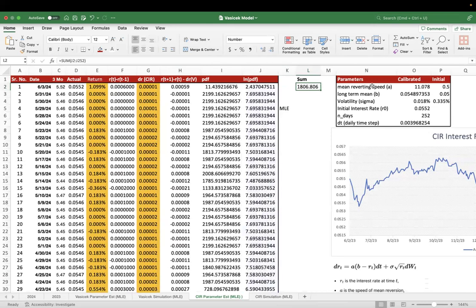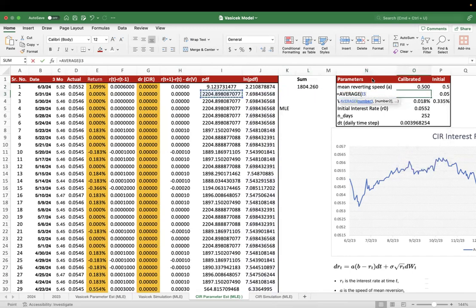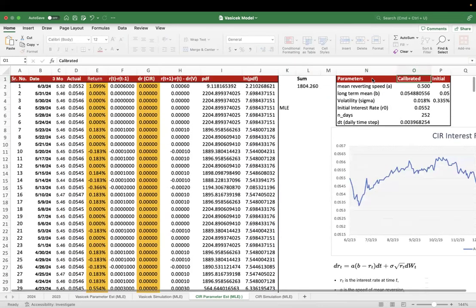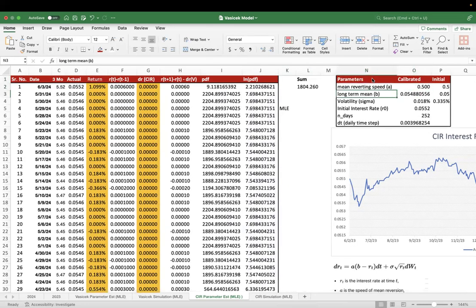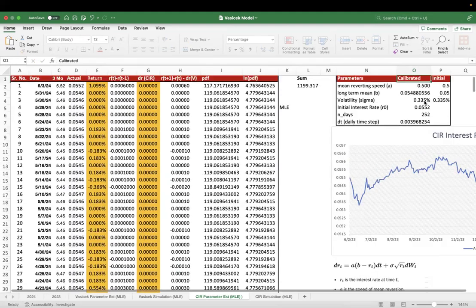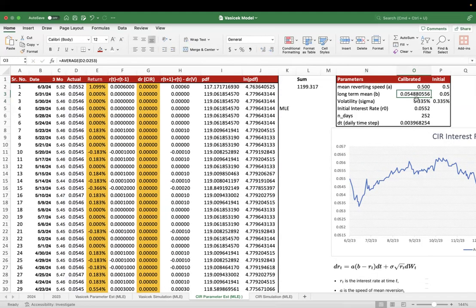Now, how will you maximize this value? Because these values can change, right? Let's take the average to be this. A is the speed, and B is the long-term mean, so I have taken the average of our actual interest rates. And let's see what the volatility is. We all know how to calculate the volatility: the standard deviation of the sample returns. So that's how we calculate A, B, and sigma.